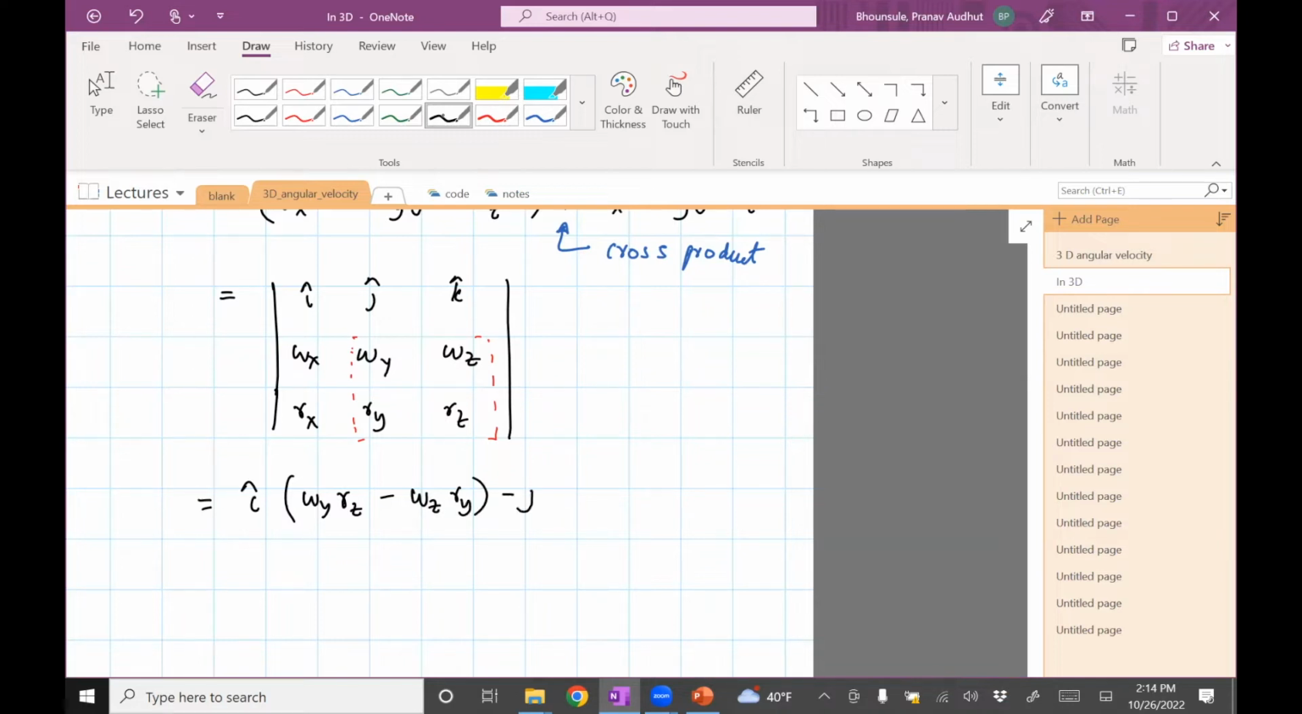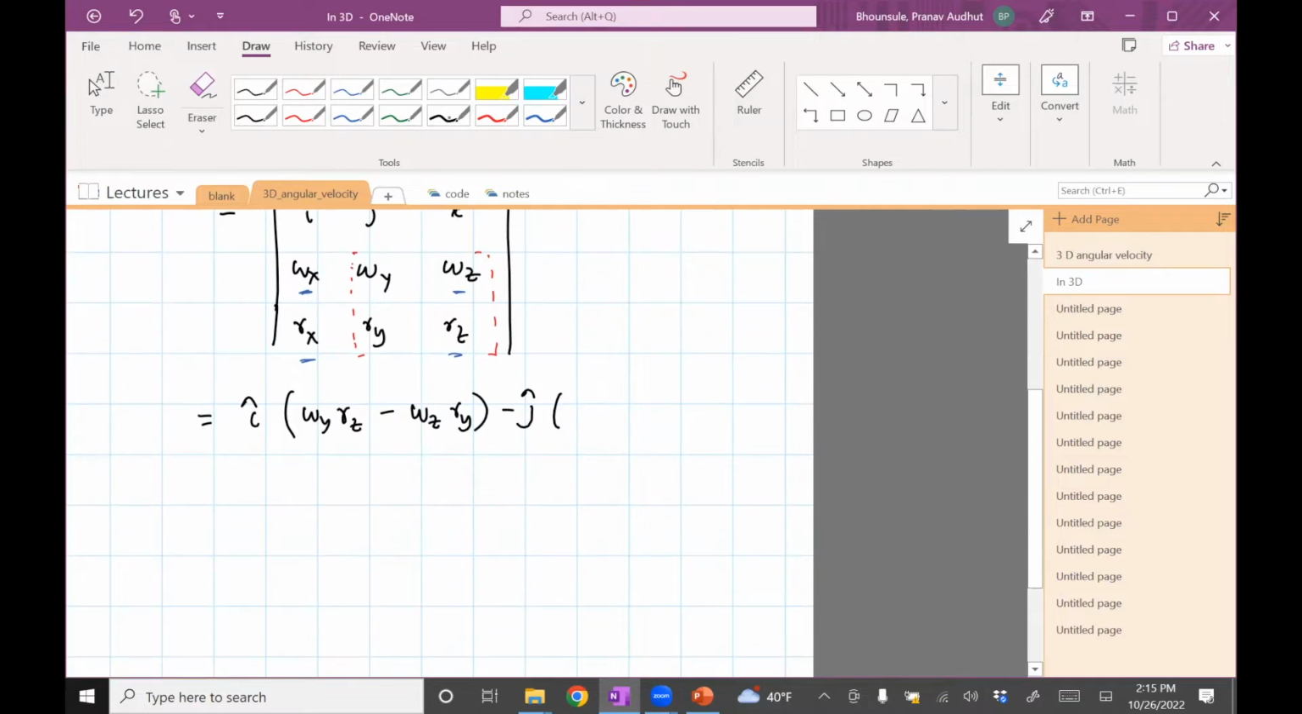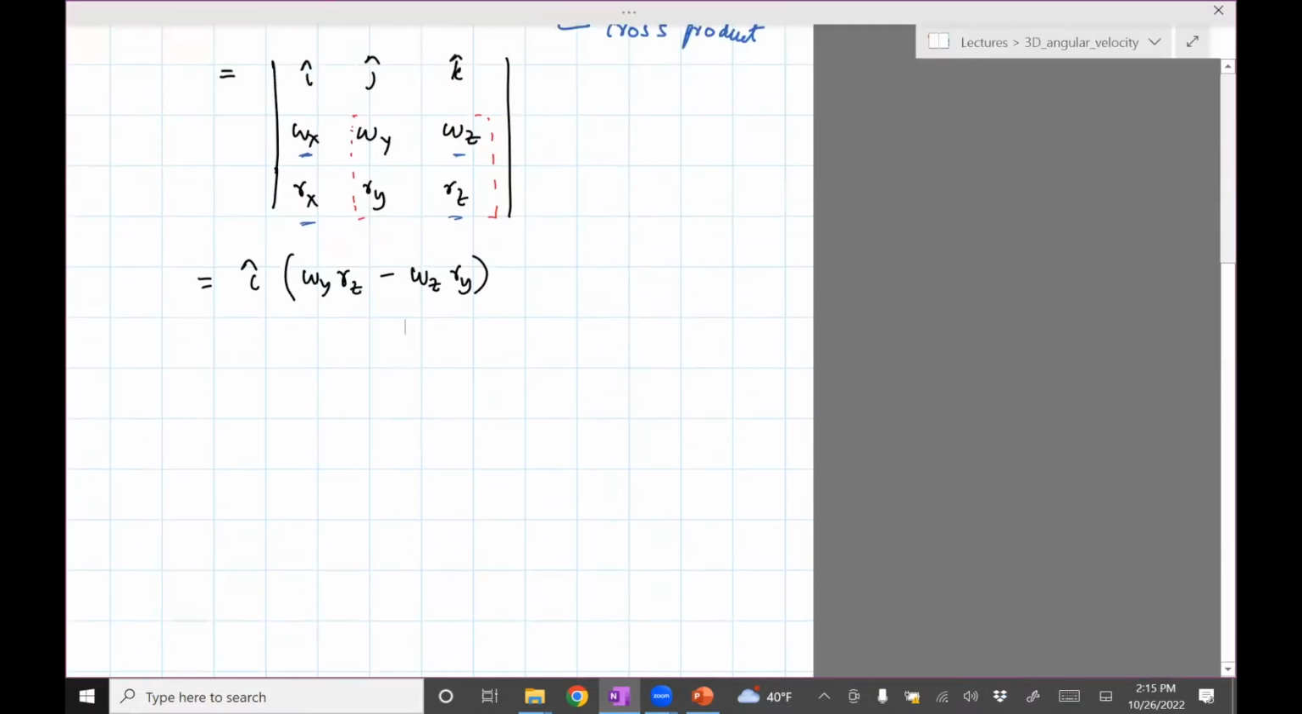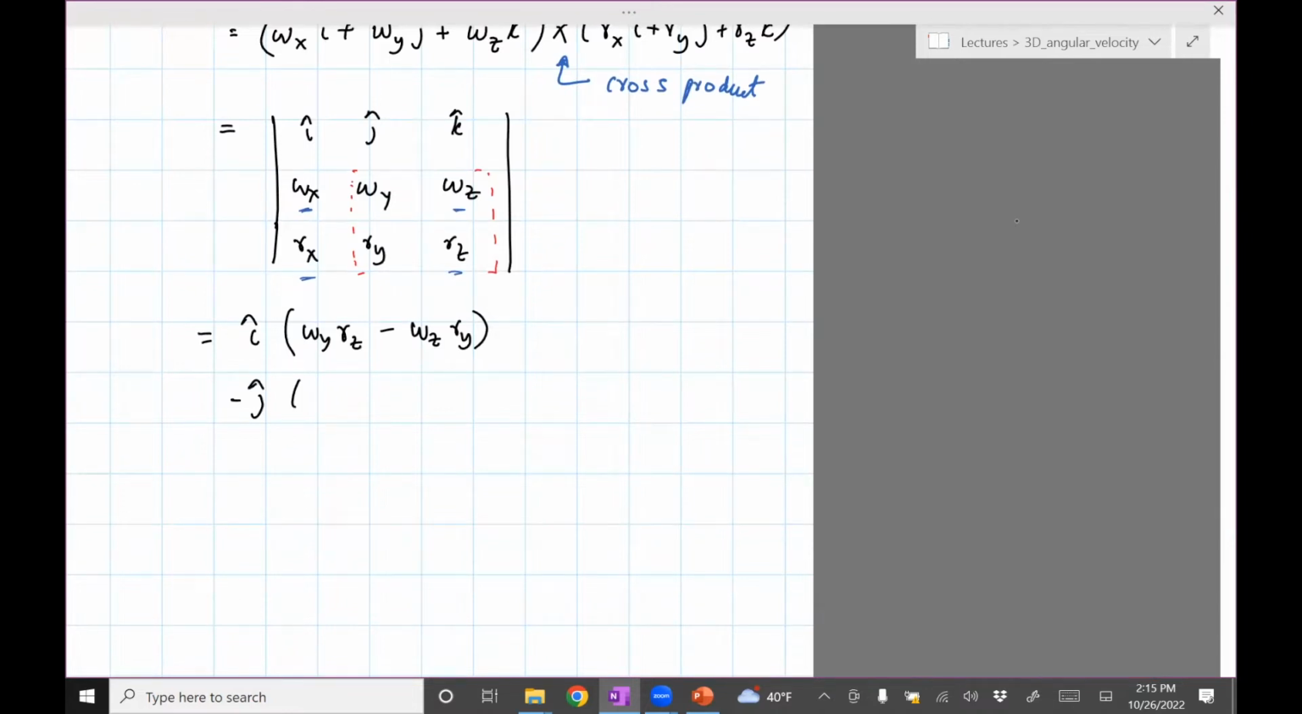Then the expansion says that you need to do a negative of j, and then you hide the corresponding row and column. So you hide j, omega y, ry, and you'll have this. So you have a determinant formed by that. Compute the determinant of that 2 by 2 matrix. So that would be minus j times omega x rz minus omega z rx, and then same thing for k.